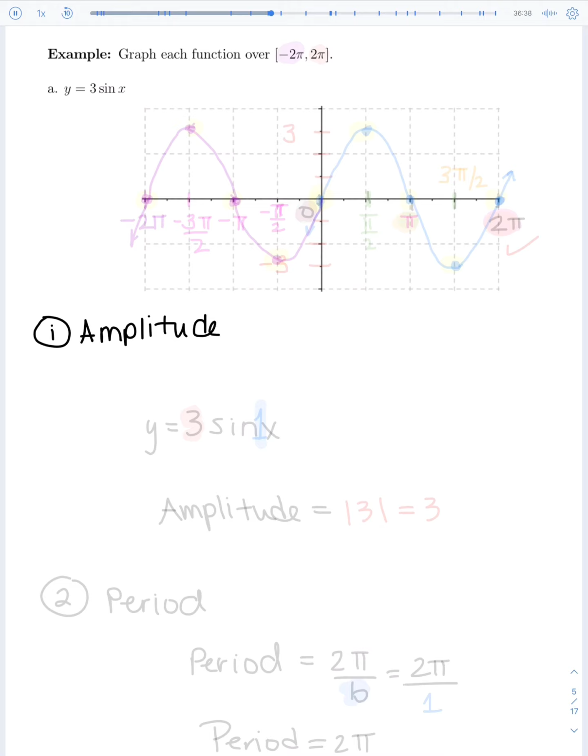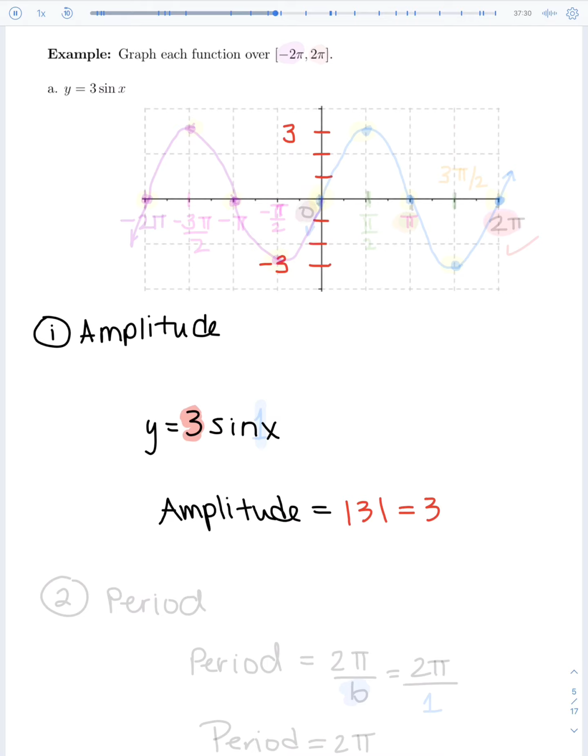Well, remember the amplitude is the absolute value of whatever your A is. And if we have y equals 3 sine of x, our amplitude is going to be the absolute value of the number out in front of the sine, which is, in this case, 3. So we'll be doing the absolute value of 3, and I know 3 is positive, so the absolute value of 3 will just be 3. What does that mean, though? Remember, the amplitude tells us the distance between the middle of our graph and the highest point in our graph. So our highest our graph should go is 3, and the lowest our graph should be is -3. And we're just going in units of 1 here.